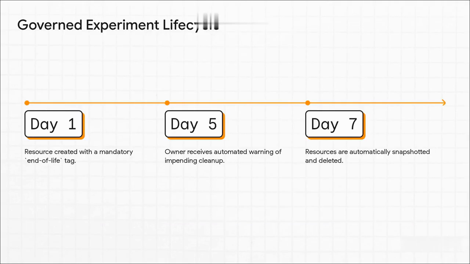So this is what that lifecycle actually looks like in practice. Day 1, a developer creates a resource, sets that end-of-life tag for 1 week later. On day 5, they get an automated warning. Hey, your stuff is being deleted in 48 hours. If you need it, you better extend the tag. If they do nothing, on day 7, the system automatically takes a final snapshot, just in case, and then deletes the resources. It's clean, it's predictable, and it's fair.